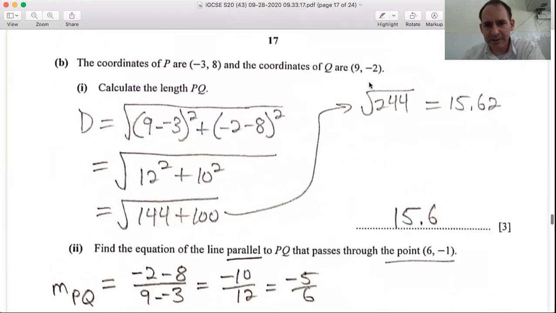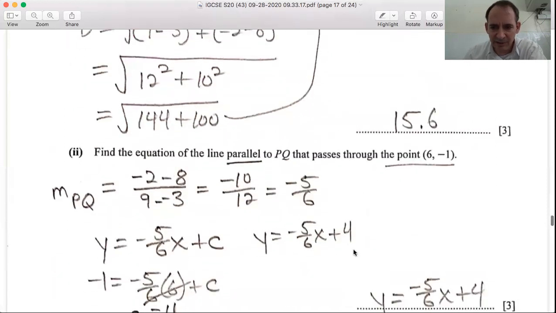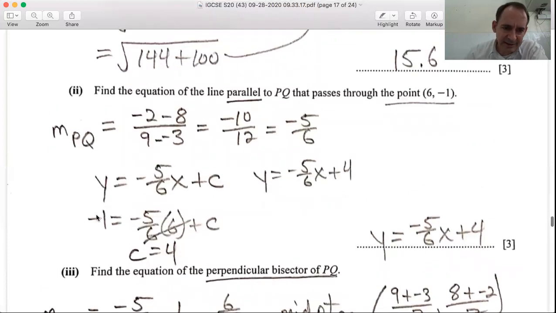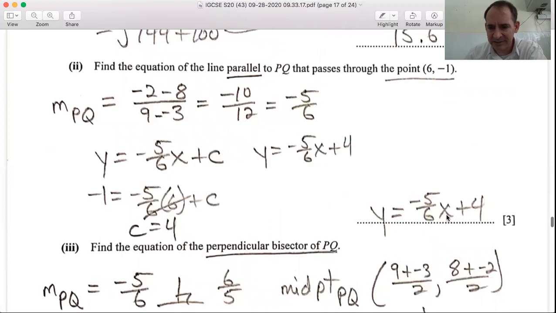Be careful not to use these points. They are not on the parallel line. We need to use 6, -1. Plug that in for our x and for our y, and we come up with c being 4. So the total equation is y equals -5/6x plus 4.